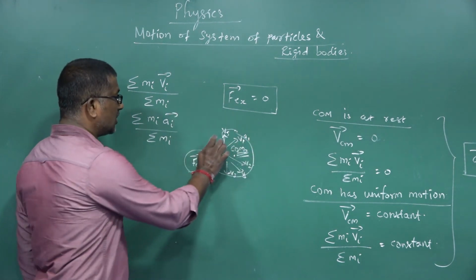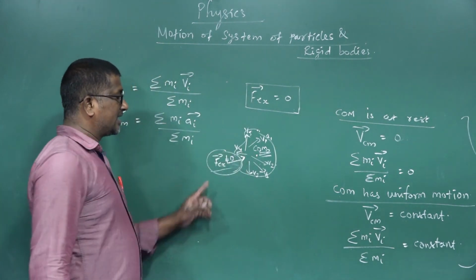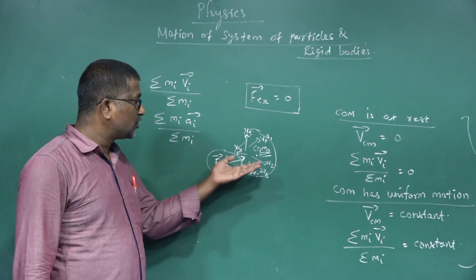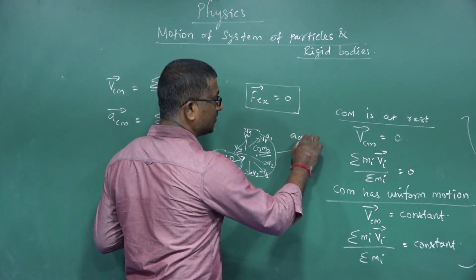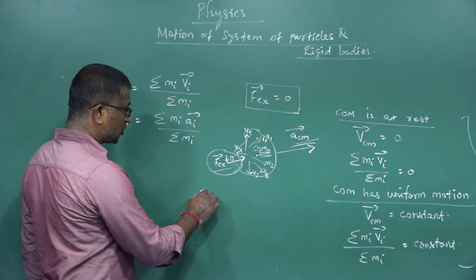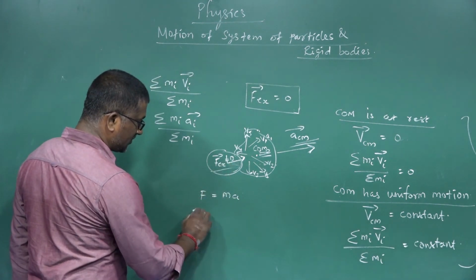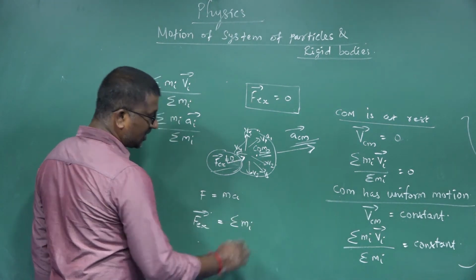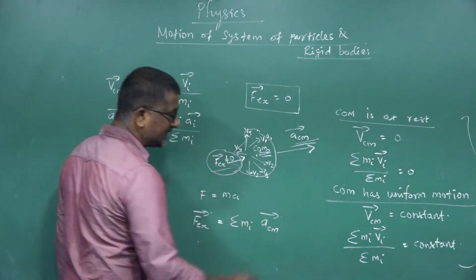Suppose there is an external force acting on a rigid body. Say external force is not equal to 0. It means an external force is acting on the rigid body. If the external force is acting on a rigid body, then the rigid body accelerates. From Newton's second law of motion, F is equal to ma. Here the external force, F external vector, is equal to summation m_i into the acceleration of the center of mass, A_CM vector.